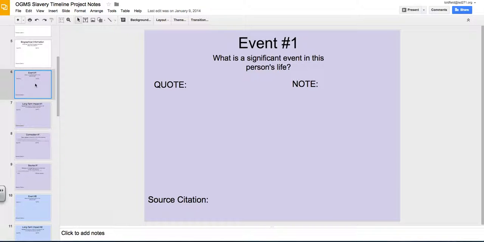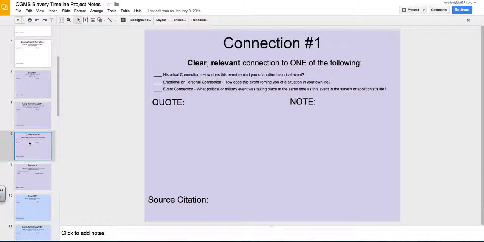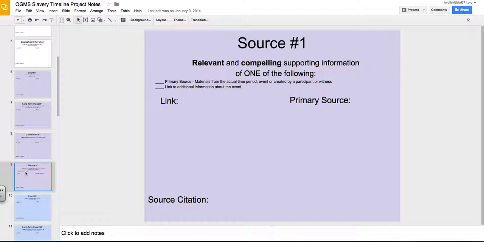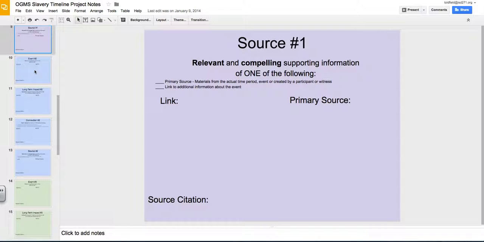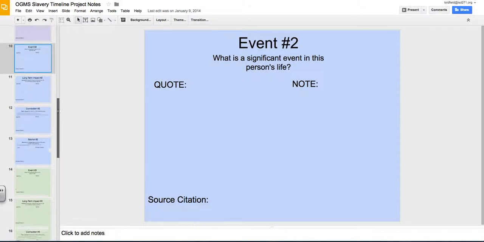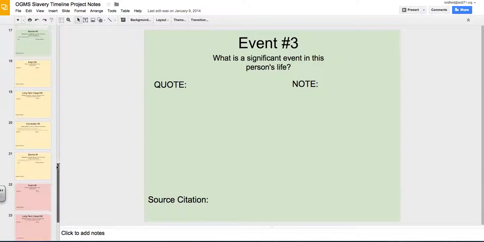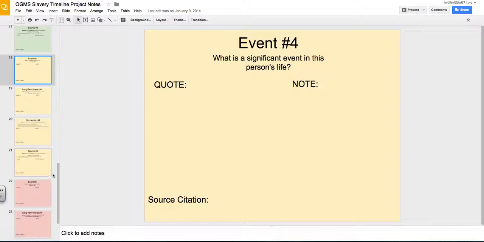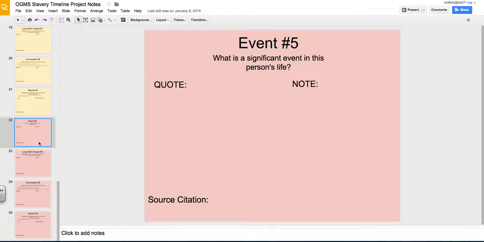So here you can see event 1, followed by the number 1 long-term impact slide, the number 1 connection card, and the number 1 source. After you've completed that, then you can move on to the set of blue note cards for event 2 in the person's life. Then event 3, complete all the green note cards. Event 4, all of the yellow note cards, and finally, event 5, the red colored note cards.